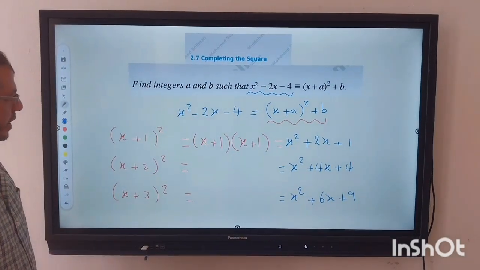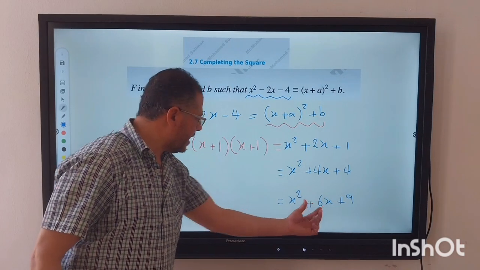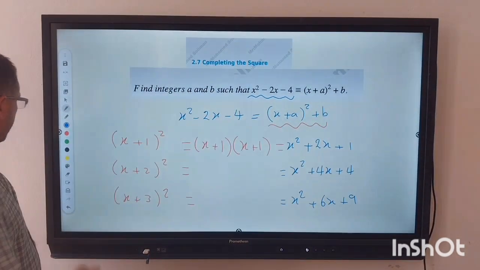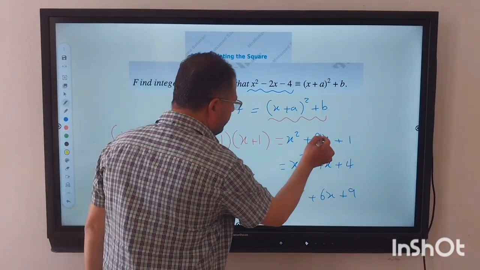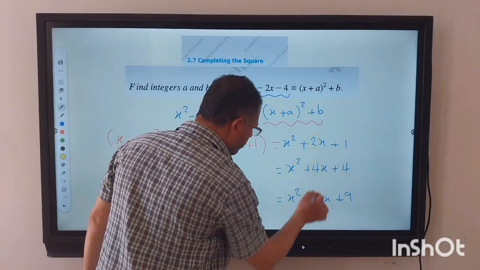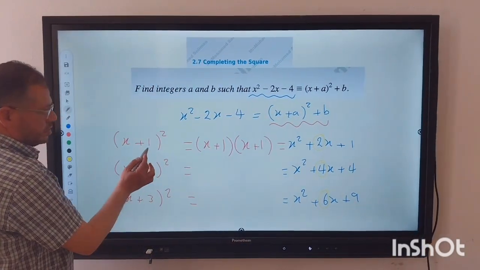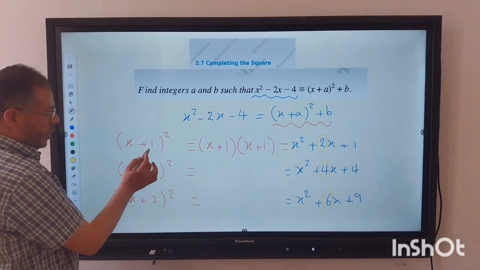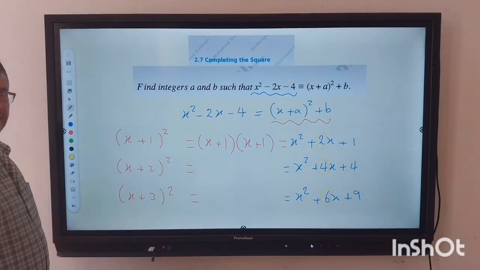Now, can you see the relationship between the coefficient of x here and the number that was written inside the bracket? First of all, here we have the coefficient of x. If you observe, 2 is double the constant 1, and 4 is double 2, and 6 is double 3.